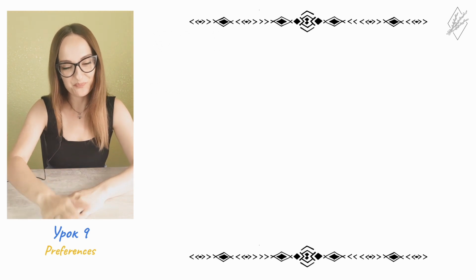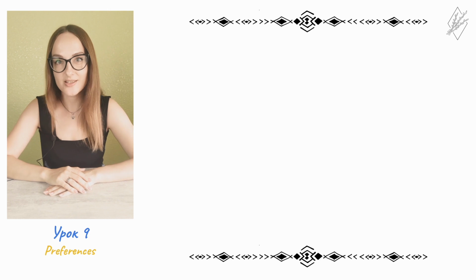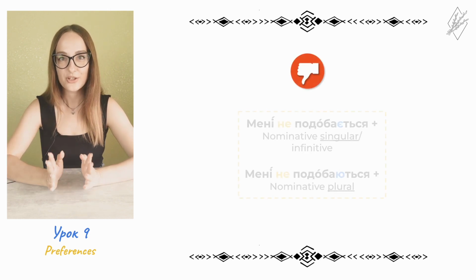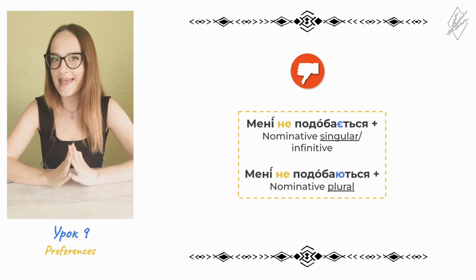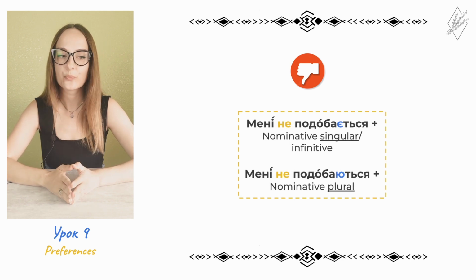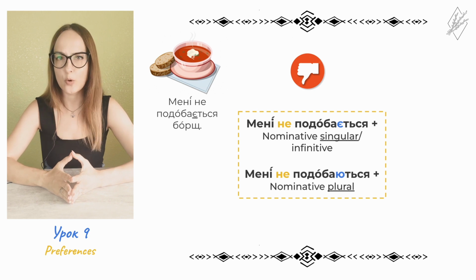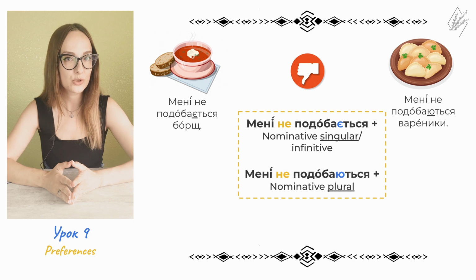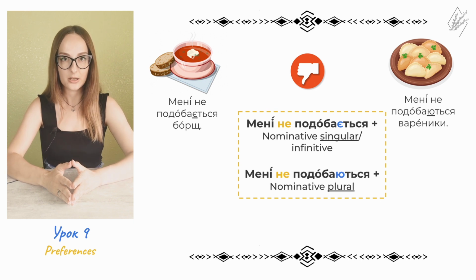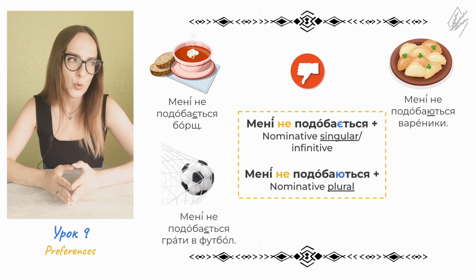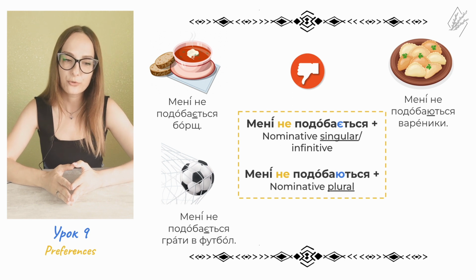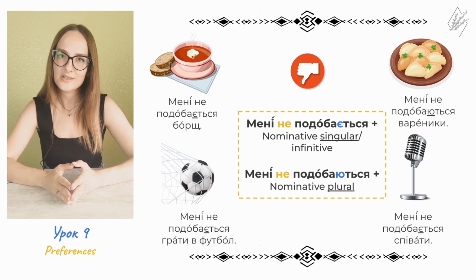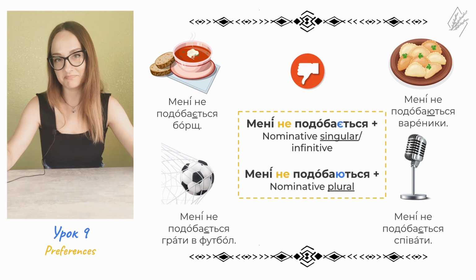Okay, how to say the same structure but negative? I don't like. You just need to add не. So, мені не подобається борщ. Мені не подобаються вареники. Мені не подобається грати в футбол. Мені не подобається співати. Very simple.